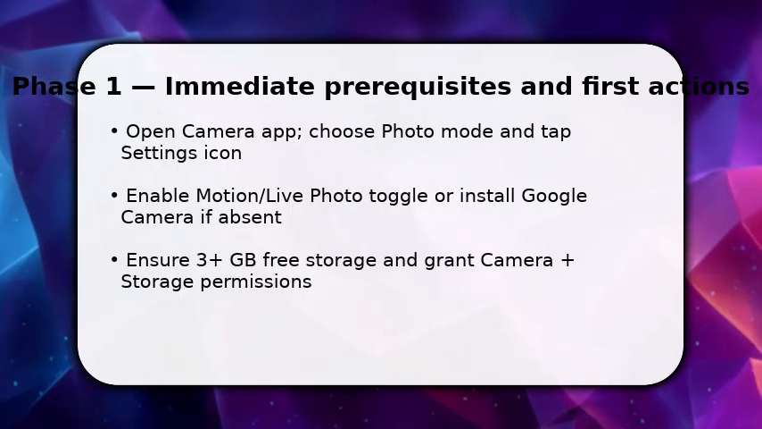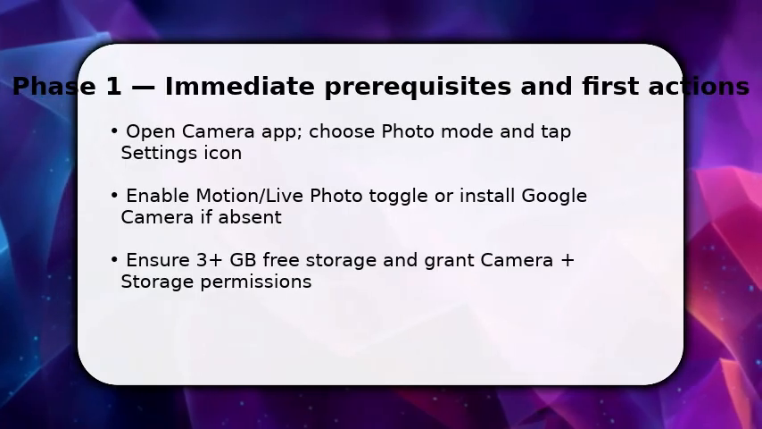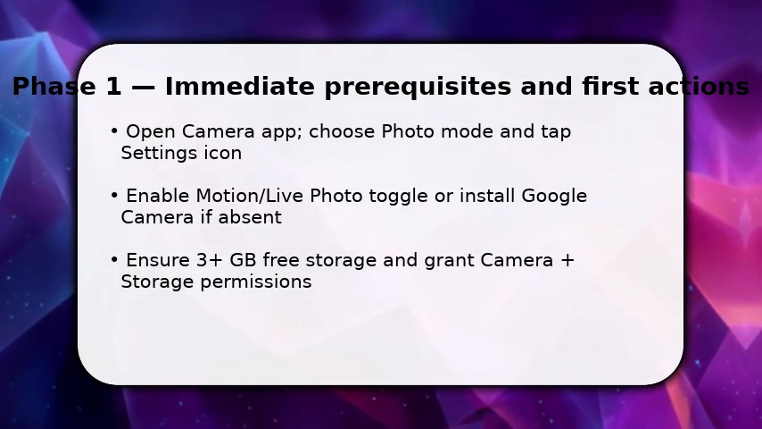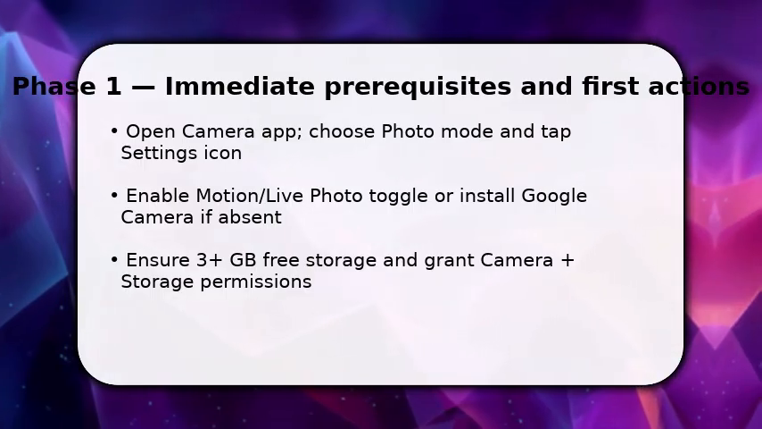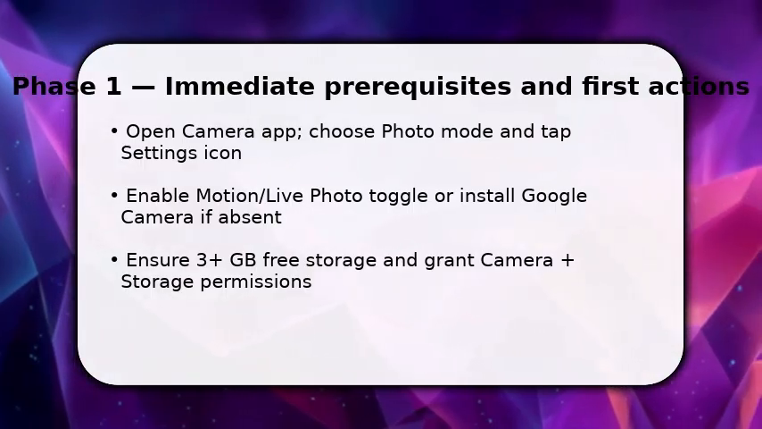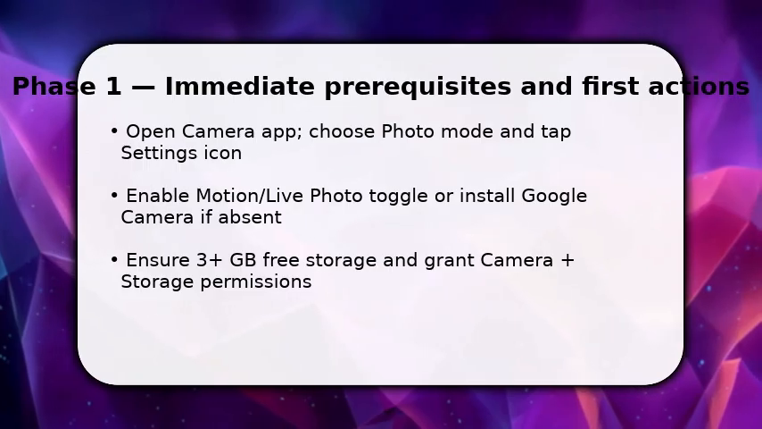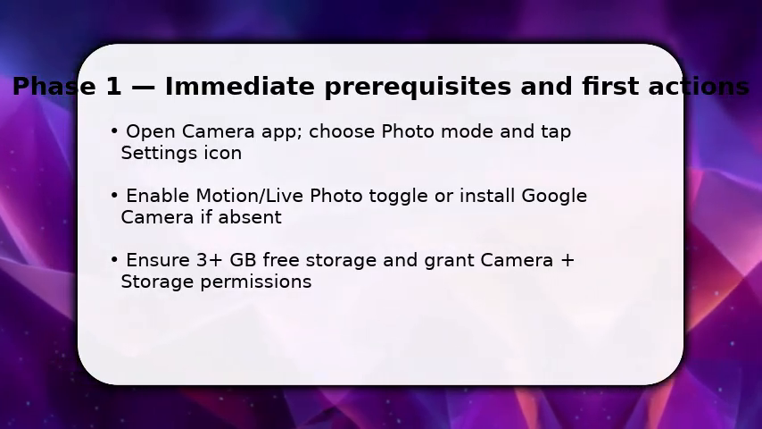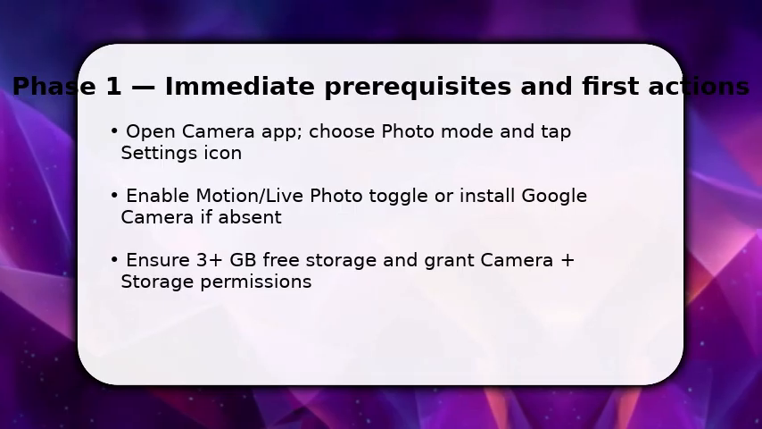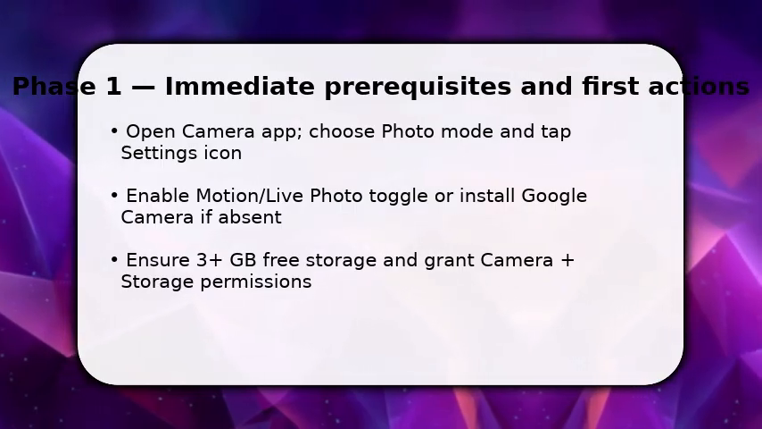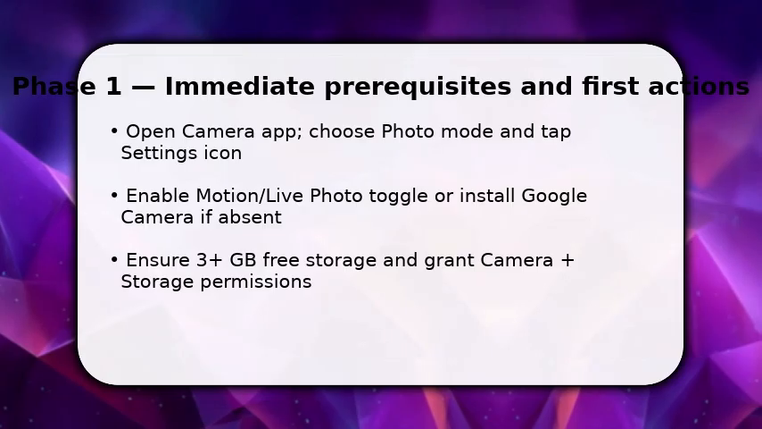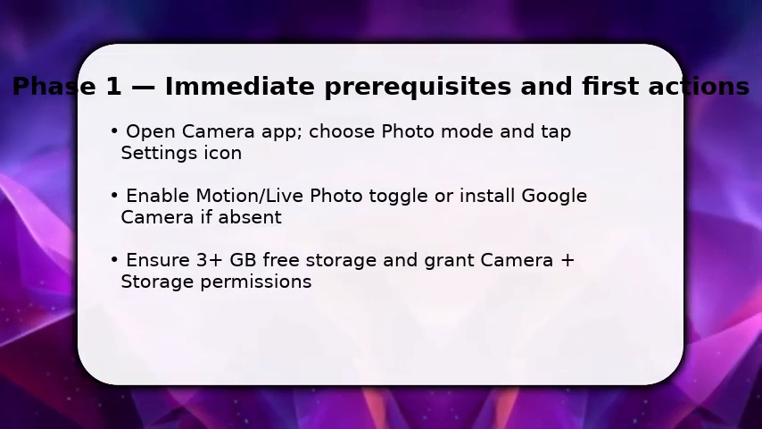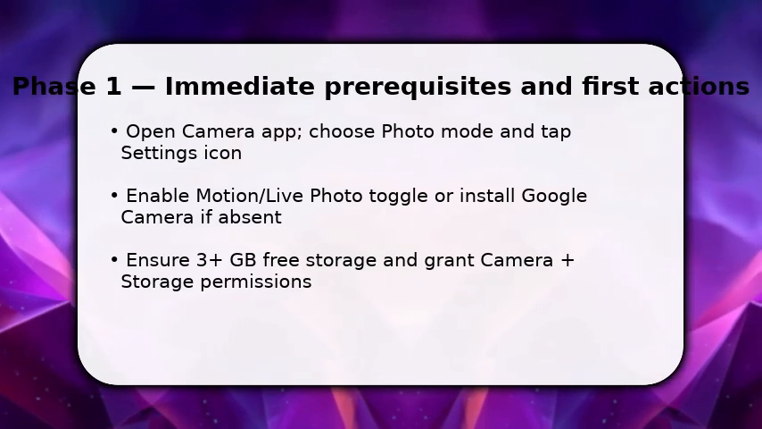You start by preparing the phone so live captures work reliably. Open the camera app, select photo mode, and tap the settings icon. This opens capture options. If you see motion photo or live photo, turn it on. This records a short clip with each shot. If not present, install a compatible camera app like Google Camera and give it camera and storage permissions. Also, free at least 3 GB. Low storage can prevent motion files from saving properly, so clear space now.